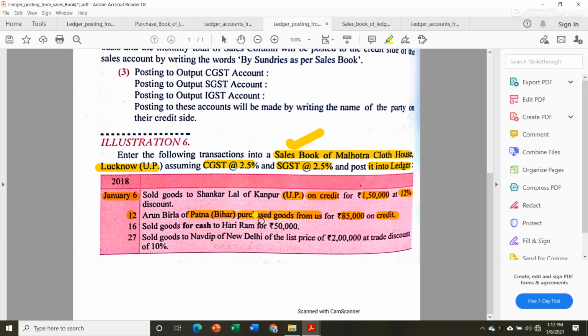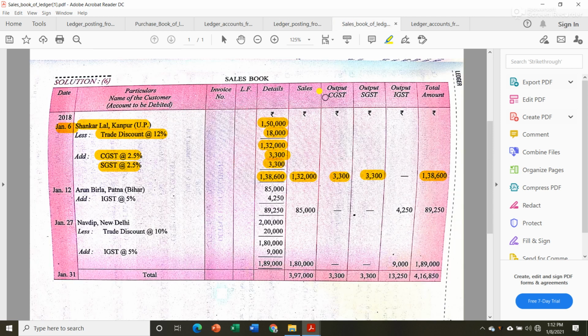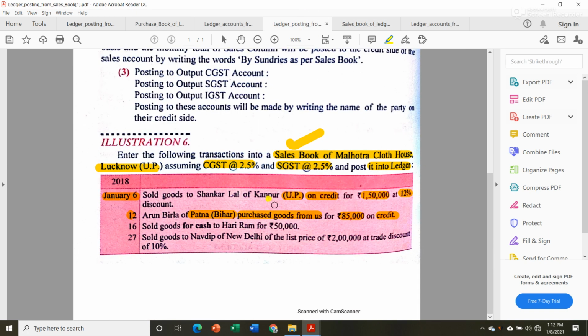Now since this is a credit sale, we are going to record it in our sales book. Okay, Arun Birla, Patna, Bihar, 85,000. Since there is no trade discount, we will directly add IGST at 5%. So again, you can use the shortcut trick. 10% of 85,000 is 8,500, then half of 8,500 is 4,250. After adding we got 89,250. So sales we have 85,000, then IGST 4,250, and in the total amount column we have 89,250. Now let us see the next transaction.